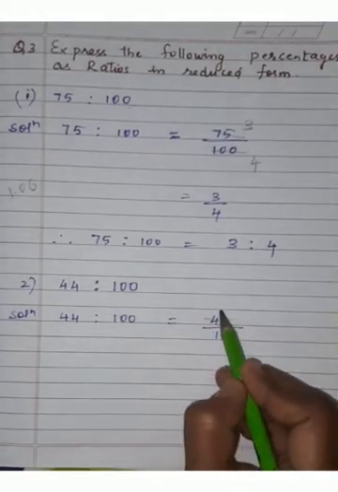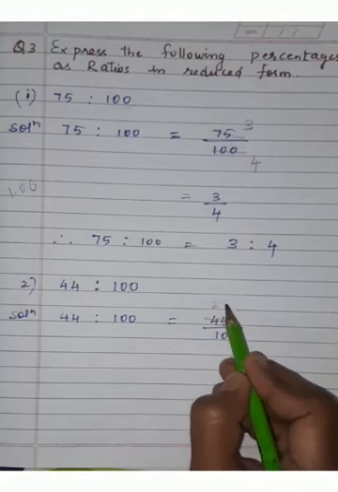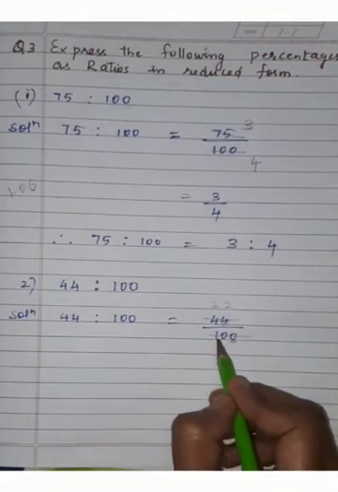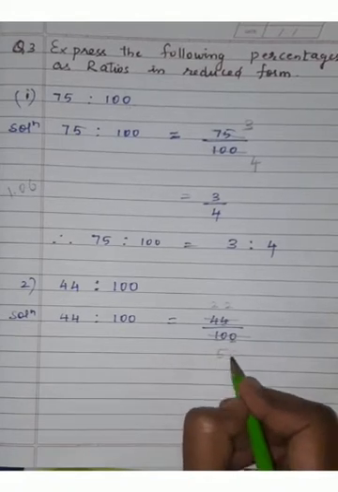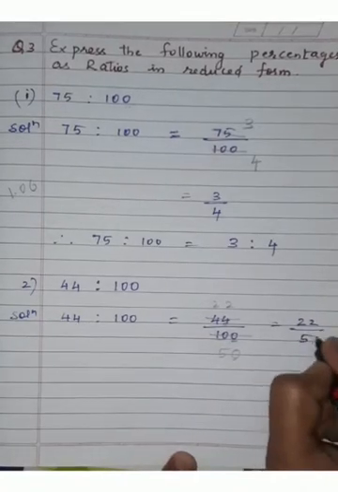So in 2 table, we have 4 how many times? 2 times. 2 2s is 4. Here again 2 2s is 4. Now here in 2 table we have 10, so 2 5s is 10. 2 0s is 0. So what are we getting here? We are getting 22 upon 50.